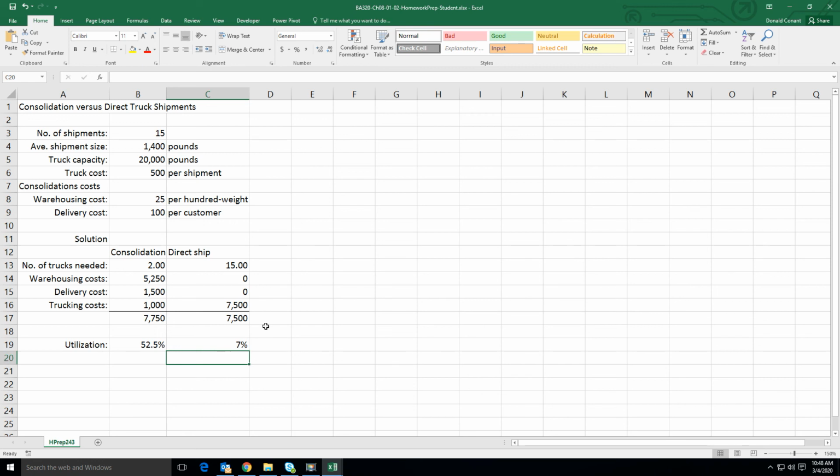That is how you work through this consolidation versus direct truck shipment problem. You should be able then to take a look at the homework assignment and use this example to solve the problem.